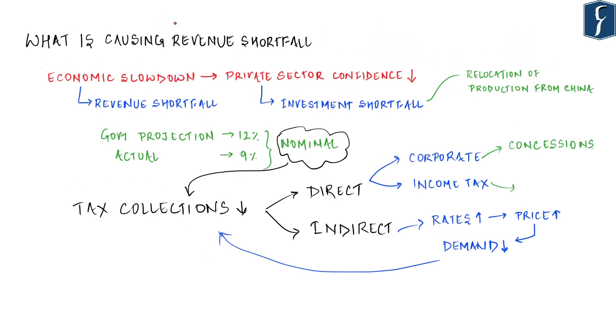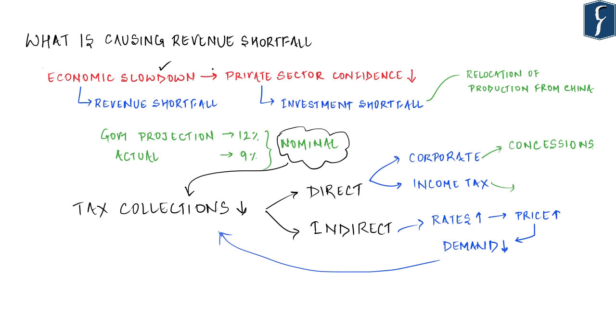Now, starting with what is causing revenue shortfall. As we know, the Indian economy is going through an economic slowdown. The economic growth in India is decreasing very rapidly year by year for the last 3 years, and this has had a lot of impact on the revenue collection of the government.